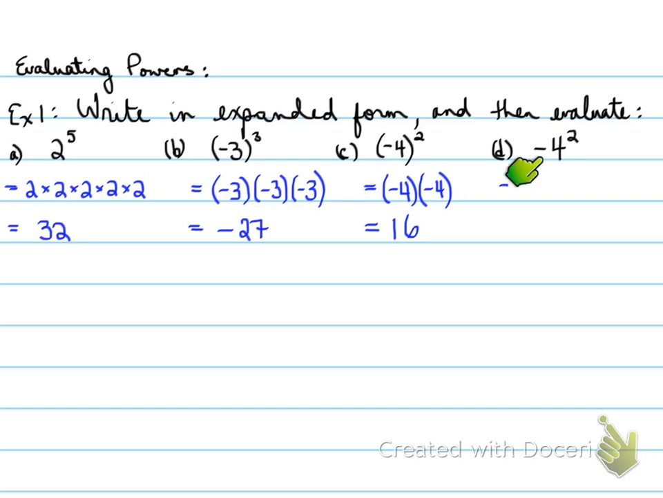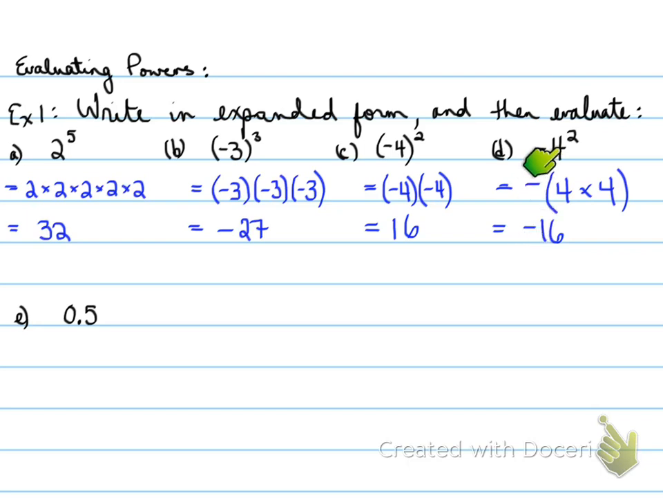All right, now the last one, negative 4 all squared. What's right before the 2 is the 4, folks. Not a bracket, but just the 4. This negative does not get expanded out. So what we end up having is a negative on the outside and then 4 times 4, because only the 4 got doubled. So we have 4 times 4 with a negative in the front. And the value of that, folks, is going to be negative 16.